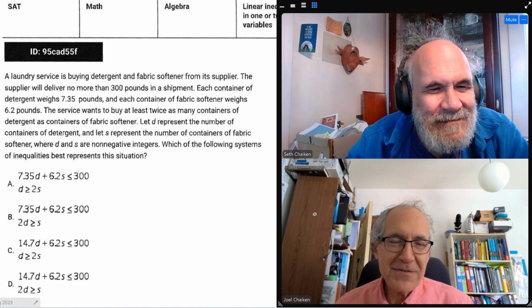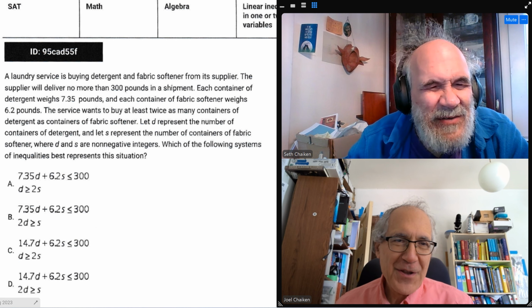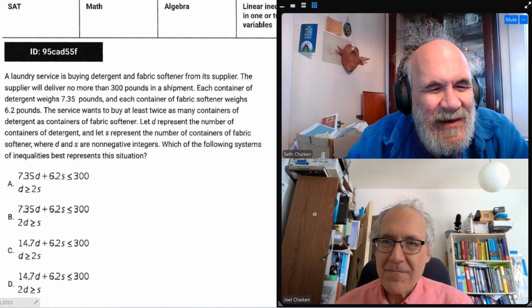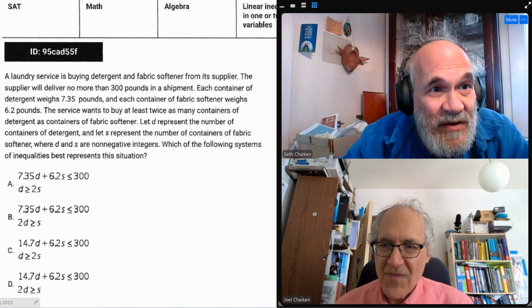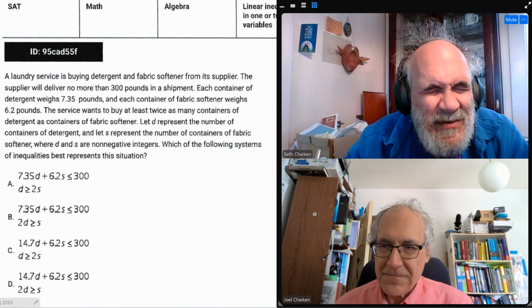Seth, do you want to give it a shot? Okay. So we just translate it into inequalities. That's what it looks like. We have to read it and be careful about it and write it down with precision.